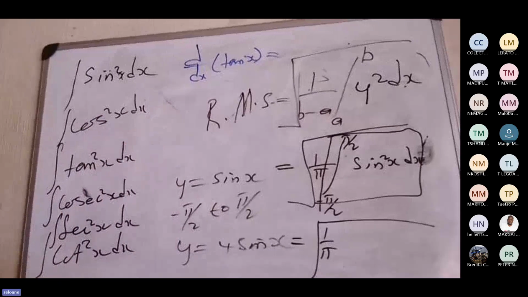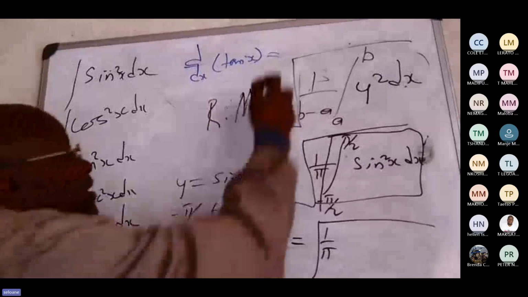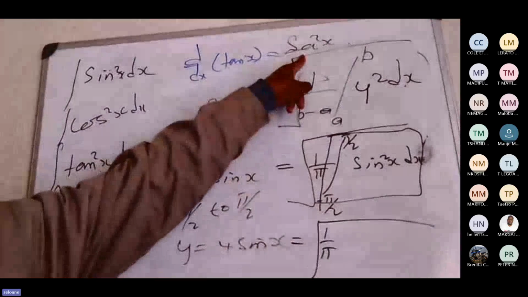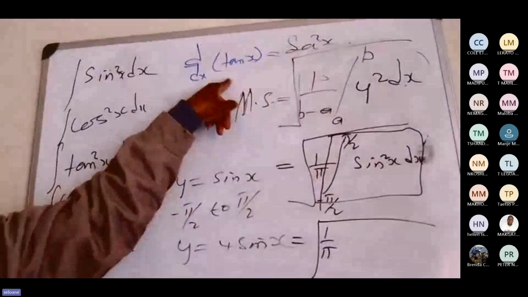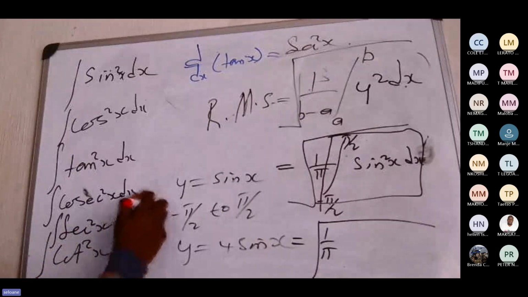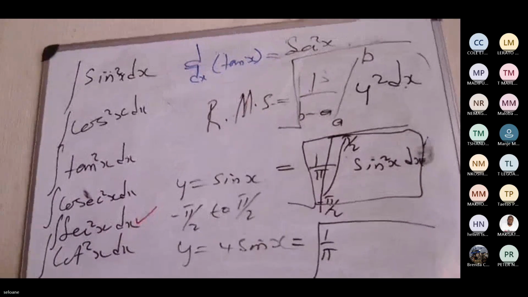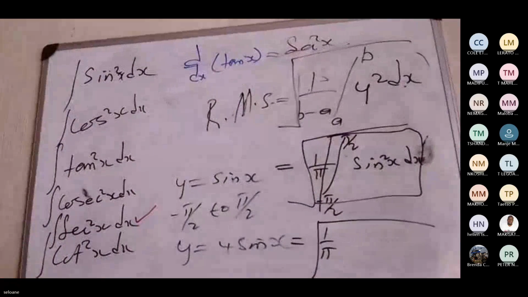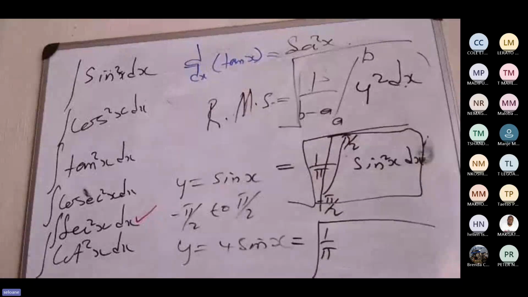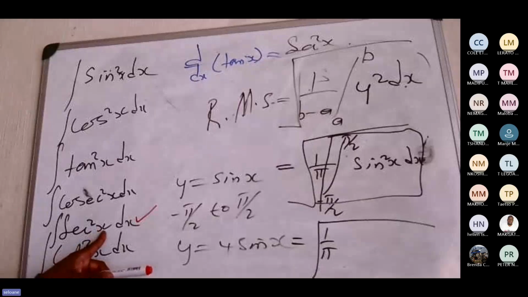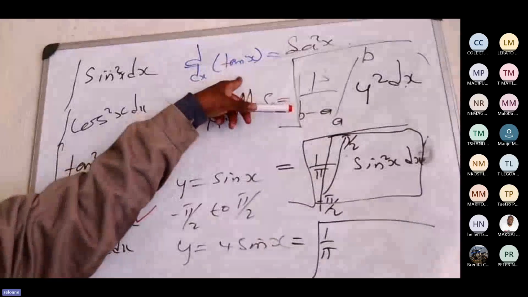I heard a voice. What is the answer? Sec squared x. It is sec squared x. Therefore, the integral of sec squared x is tan x. Therefore, the integral of sec squared x is standard, because sec squared x is the derivative of tan x. And which one else is standard? Sec squared x is standard because sec squared x is the derivative of tan x.